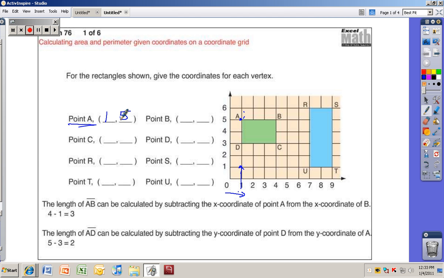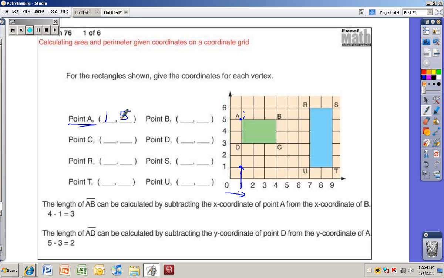I'm going to have you pause the video and go ahead and see if you can fill in the rest of the coordinates for the vertices of these two rectangles. Pause the video now, turn it back on when you're ready to see the answer. Okay, Kaylee, you want to try these? Okay, here comes Kaylee. She's going to do the rest of the points.